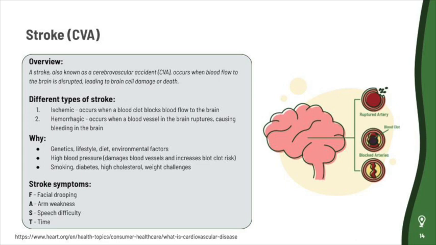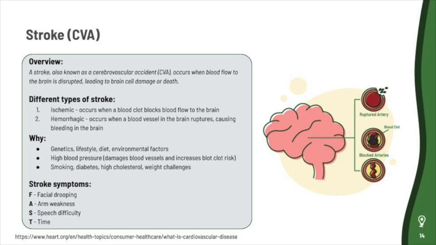Next, we're going to talk about stroke, which is also known as cerebrovascular accident or CVA. This occurs when blood flow to the brain is disrupted, leading to brain cell damage or death. There are two main types of strokes, ischemic and hemorrhagic. An ischemic stroke occurs when a blood clot blocks blood flow to the brain, while the latter occurs when a blood vessel in the brain ruptures, causing bleeding. So the difference is a lack of blood flow versus a blood flow excess.